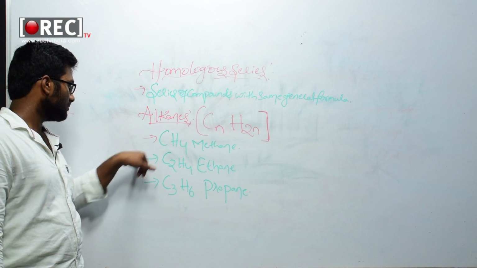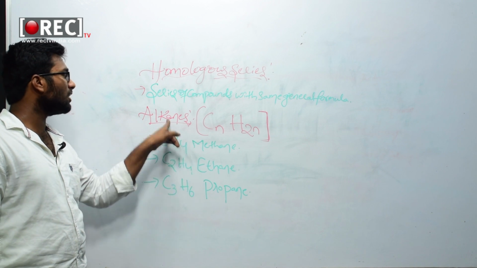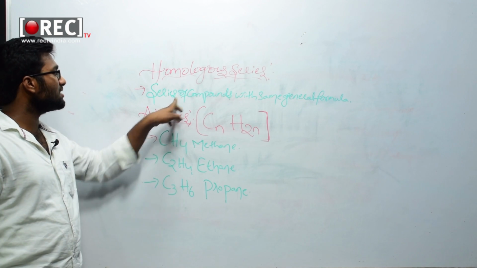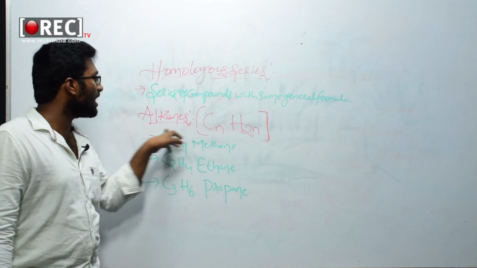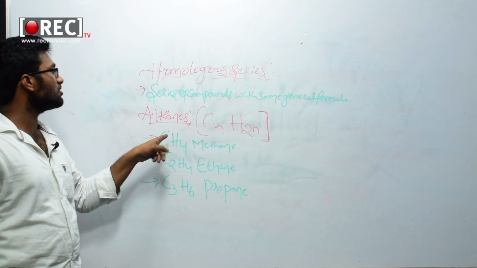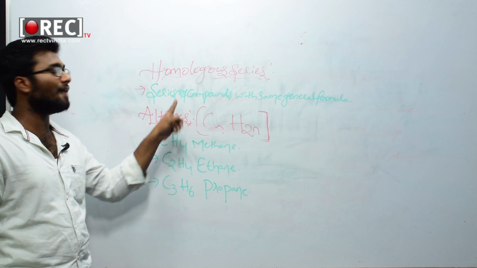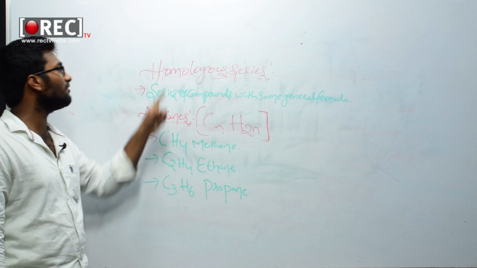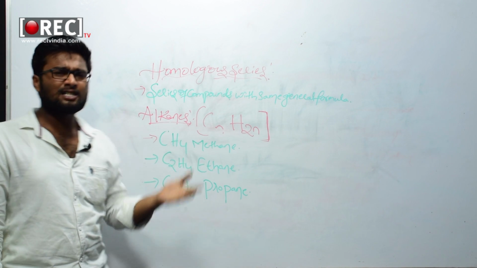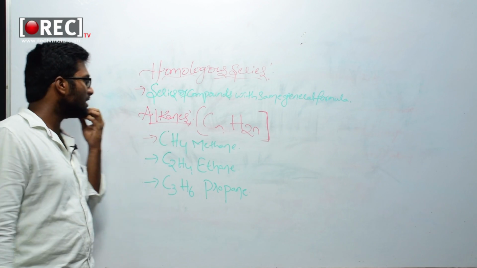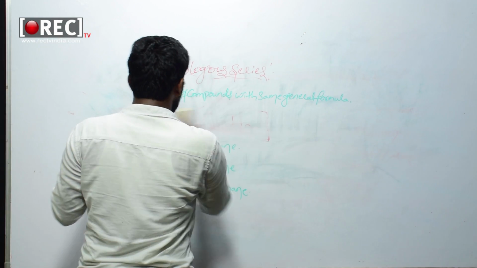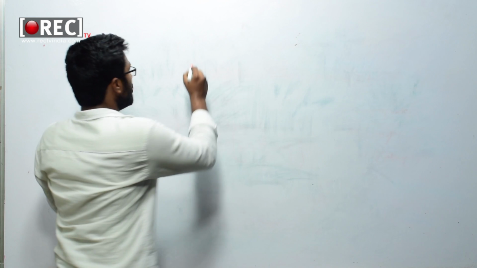The general formula of the compounds is the same, but there are a number of compounds within this series, within the alkanes. These kinds of series of compounds which have the same general formula are considered homologous series. Similarly alkenes have a general formula CnH2n. Friends, let's discuss homologous series.